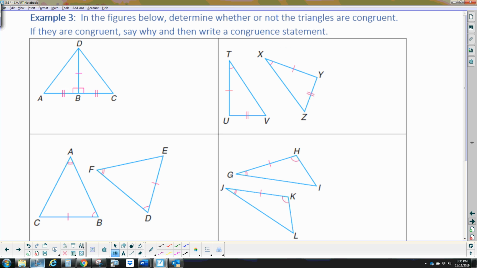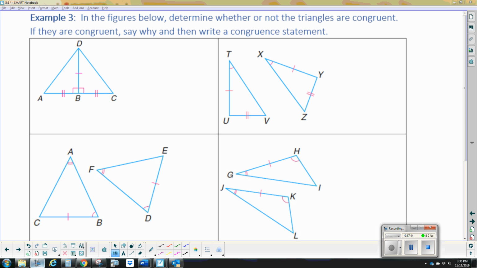All right, let's try a few more. So we're going to look at the two triangles and we're going to determine whether or not the triangles are congruent. If I cannot give a reason as to why they are congruent, then they're not congruent.